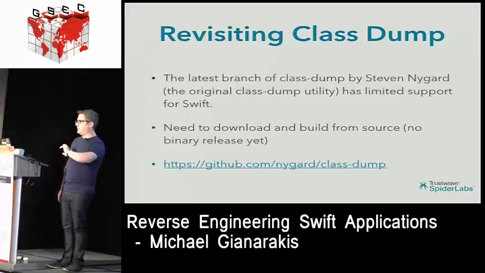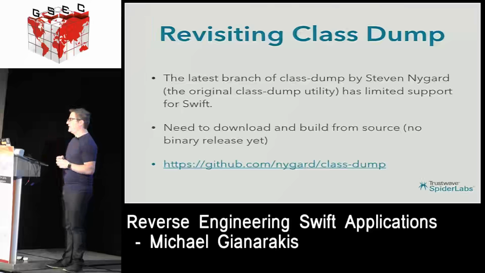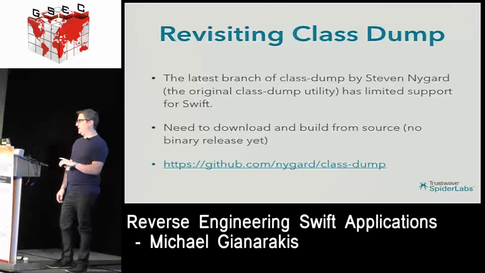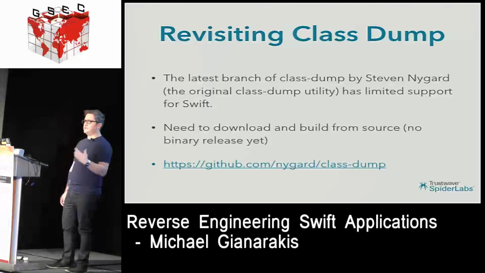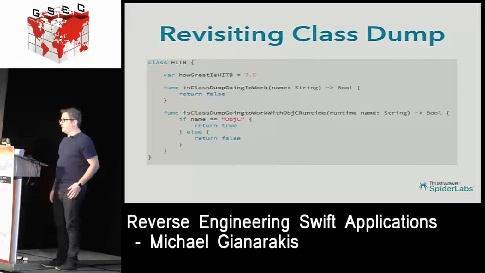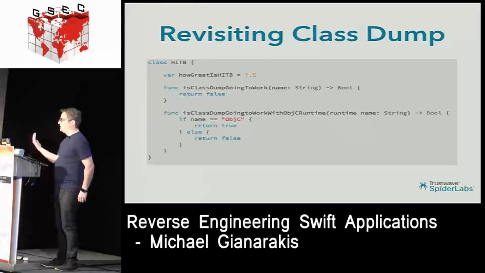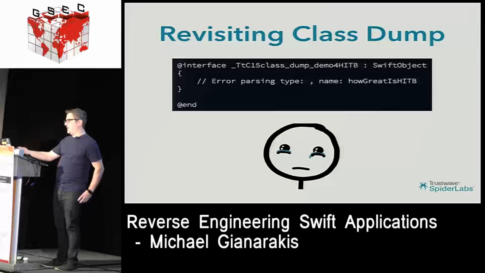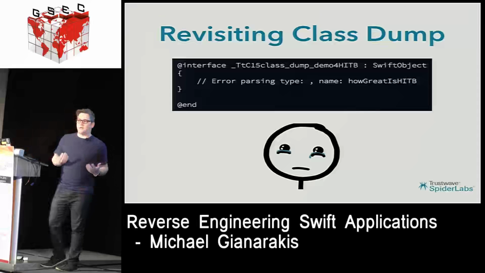So the latest branch of ClassDump by Steve Nygaard, which is the original ClassDump utility, has some limited support for Swift. You need to download it and build from source. So if you go to the GitHub page, you can't go to the releases and download a binary, but you can just build it from source in Xcode. So yeah, another contrived class here with just a few functions and a property there. If you try to do that, you get this, right? Error parsing type. So no luck.